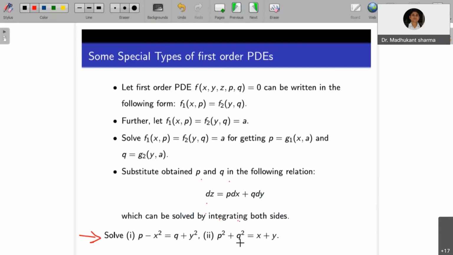It is very simple. It's already in separation form. The first one is in separation form, and the other has q squared. Solve these two equations by using this available method and find the general solution. Okay, thank you. If you have any question, you can ask.